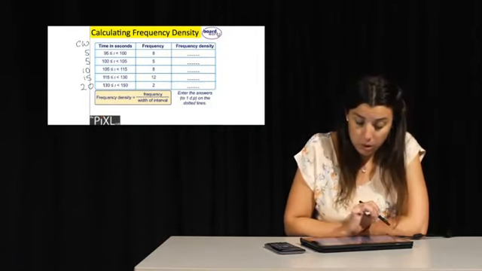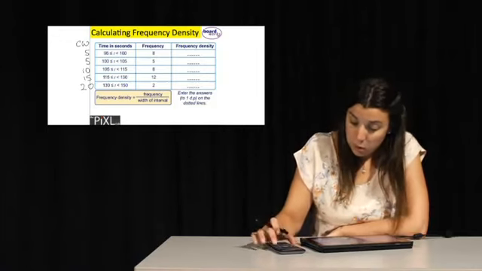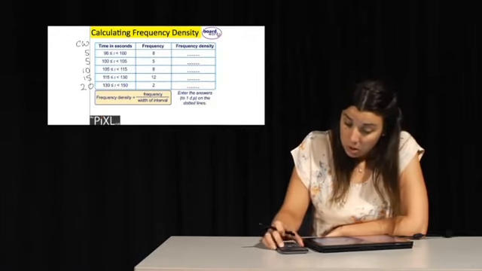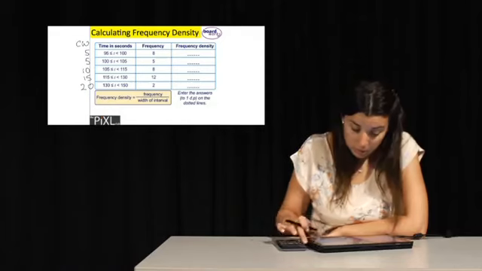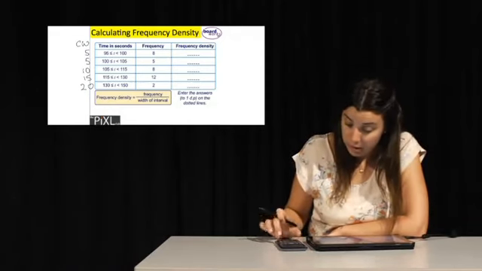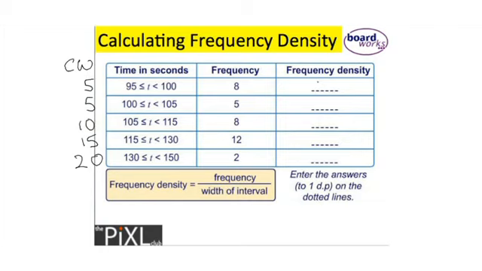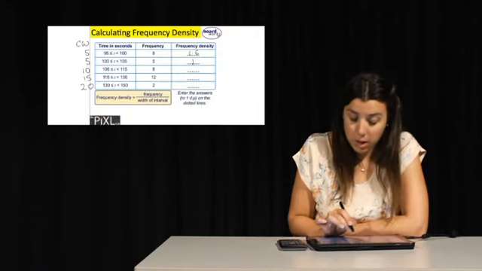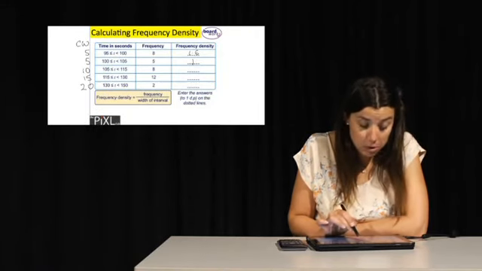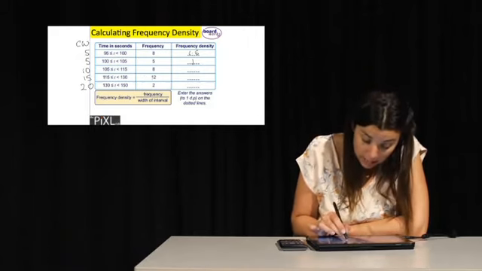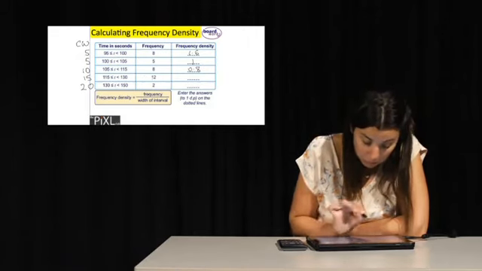Then you have our frequency. So to be able to find our frequency density, you're going to have a calculator for this. So we're going to have in 8 divided by 5 for our first frequency density, and we have 1.6. So here, enter the line answers on the lines to one decimal place. So 1.6 is perfect. Our next one, we have 5 divided by 5. Well, we know that's 1. No need to use a calculator. Our third one, we have 8, the frequency, divided by 10. 8 divided by 10, 0.8.